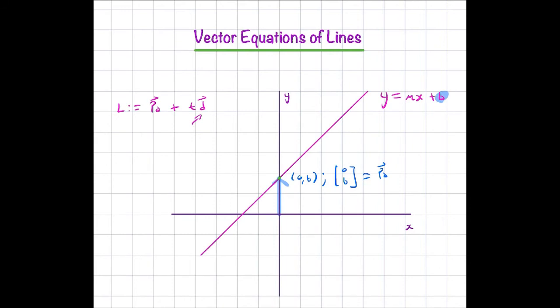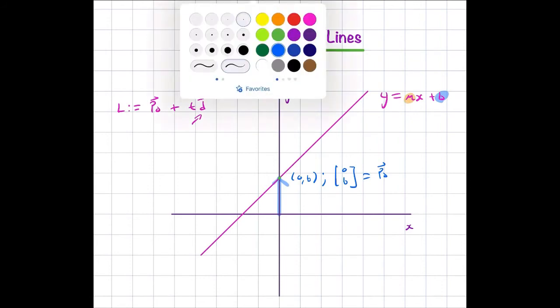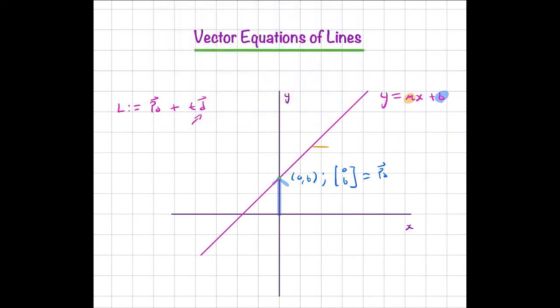What about a direction vector? Once again, we have it right here. The slope tells us the direction of the line. The slope m tells us that if we go over 1, we go up by m. So what is this vector here? If we were to put this at the origin, this is the vector (1, m). This is a direction vector for the line.